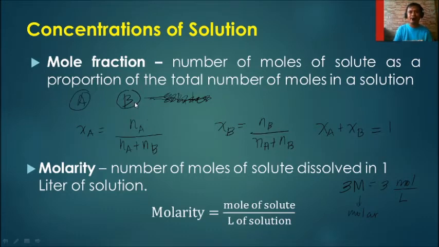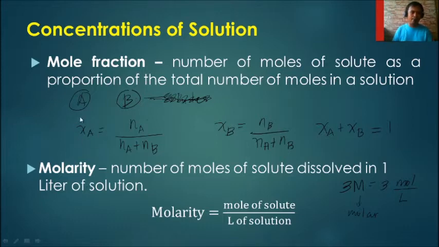So, pwedeng yung A is the solute at saka yung B ang solvent, o di kaya vice versa. So, para makuha natin yung mole fraction ng A and B, what we're going to do is to identify yung kanilang number of moles. Kung hindi po identified, let's say in terms of mass pa yan, kailangan yung mass, i-divide mo sa molar mass para makuha mo yung number of moles.